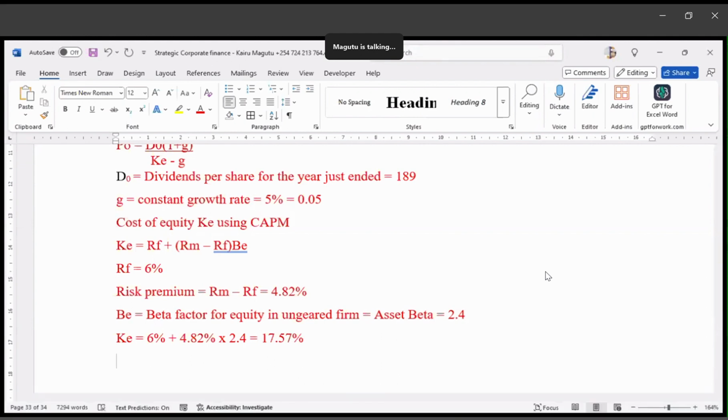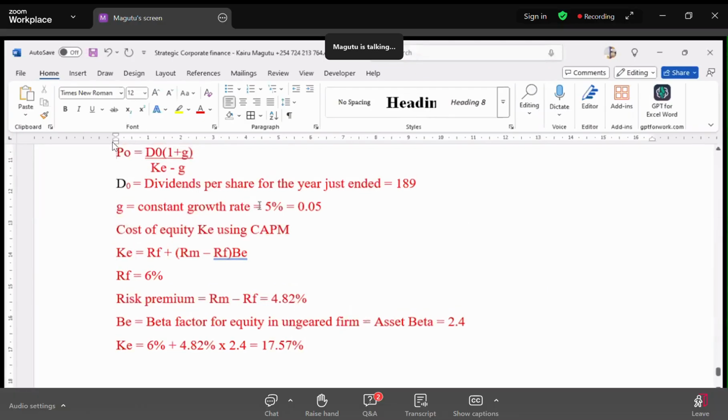17.57%. Now, what is this going to help us? It is going to help us in here.